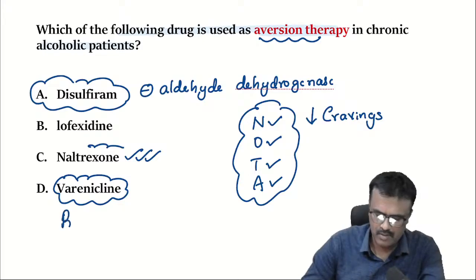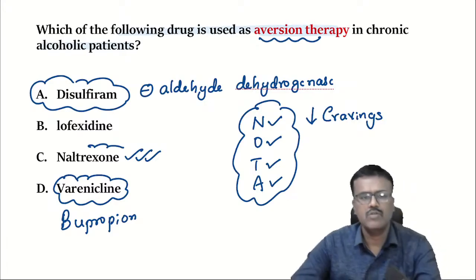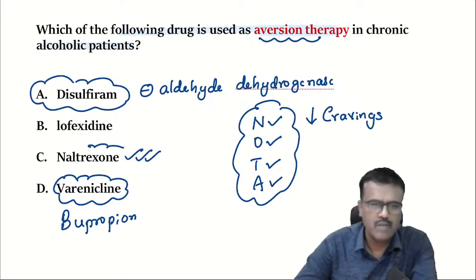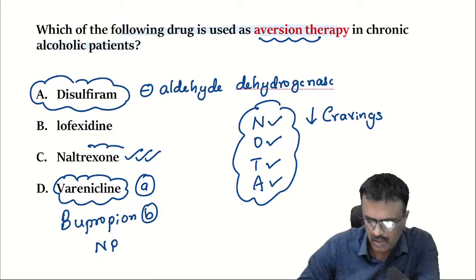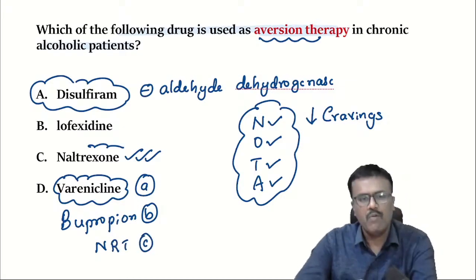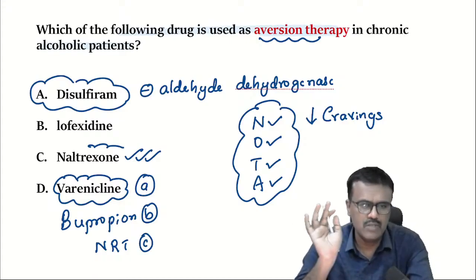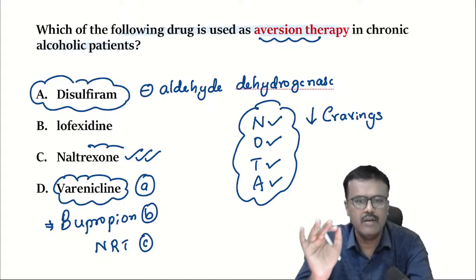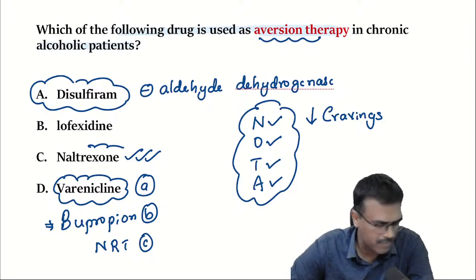Coming to varenicline, bupropion. These are the drugs which are used to stop smoking, smoking cessation. For smoking, we have treatments: varenicline, bupropion and nicotine replacement therapy. Varenicline is the most effective among these, and it's a nicotinic partial agonist. What is bupropion? Bupropion is an NDRI, noradrenaline dopamine reuptake inhibitor. So the most effective therapy will be varenicline. So I am discussing everything here.